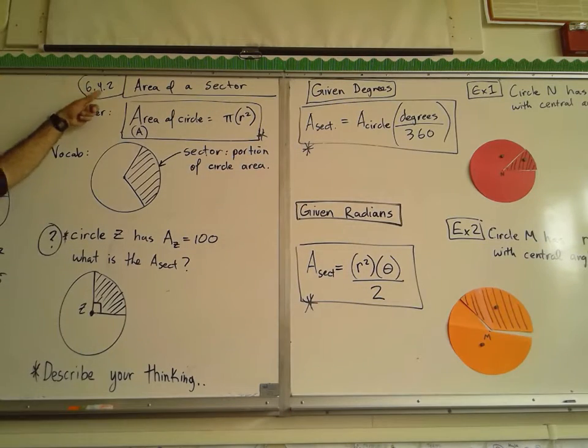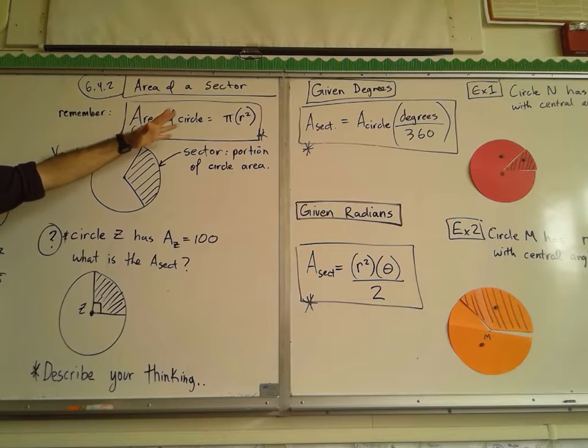All right. 642, area of a sector. So we were starting off by just reviewing the area of a circle is just pi r squared. If I have a circle with radius 5, I just plug it in for the radius. It ends up being 25 pi because 5 squared is 25. So what is the area of a circle? That's everything inside, right? Area is everything on the inside.